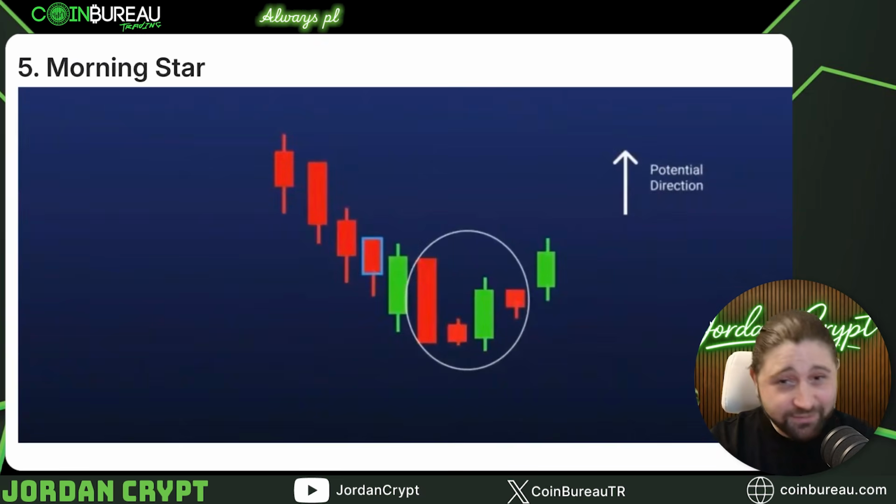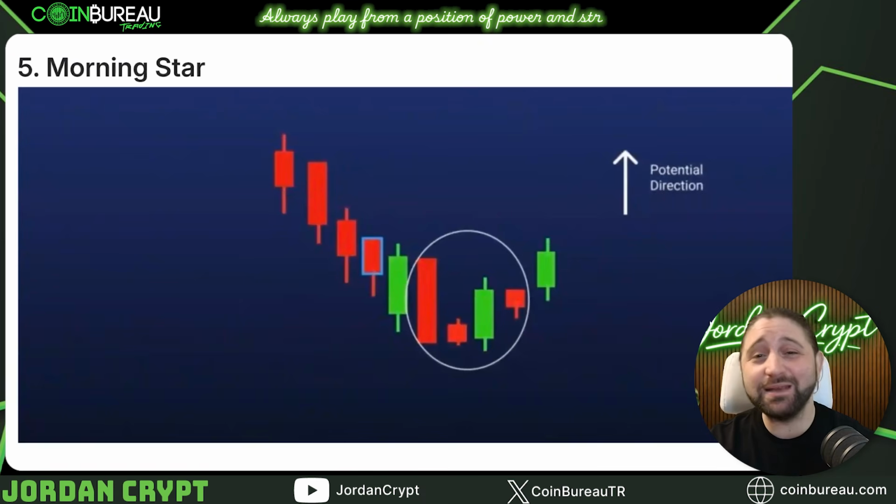Then another one of my favorites is the morning star, which is slightly more complex because it comprises three candlesticks. A long red candle followed by a short-bodied candle and a long green one. The morning star pattern suggests that the first period selling pressure is fading and a bull trend is forming.